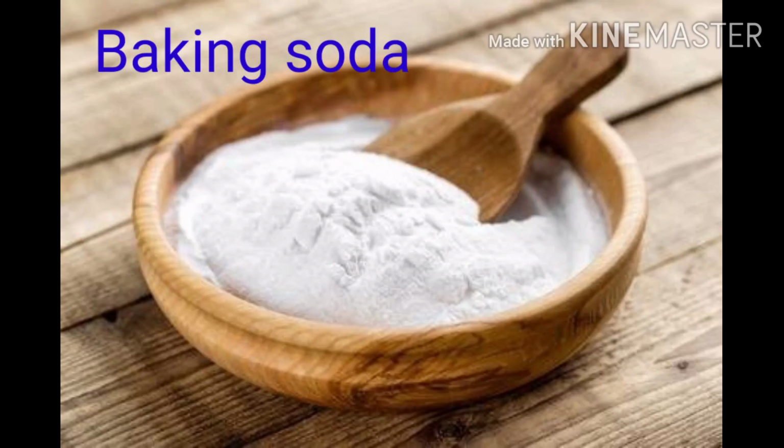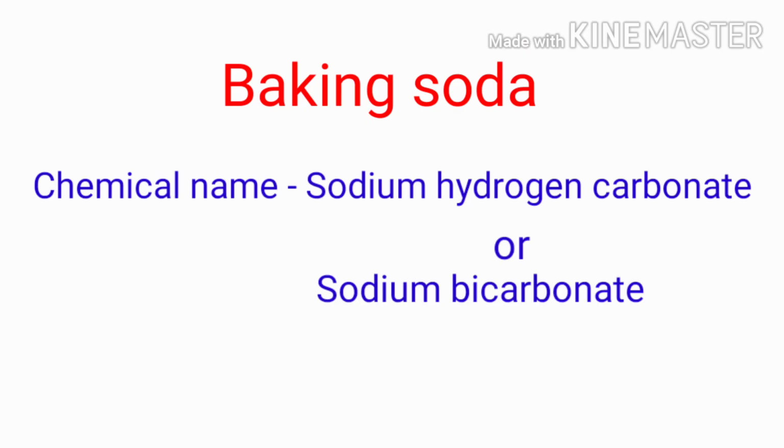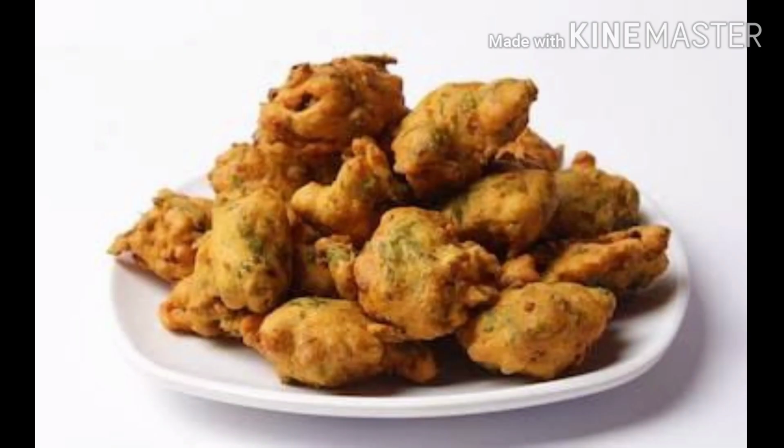Hello students, in this video we are going to discuss some chemicals that are prepared by using common salt or sodium chloride, okay? The first one is baking soda. Its chemical name is sodium hydrogen carbonate or sodium bicarbonate and it is represented as NaHCO3, okay? It is commonly used in the kitchen for making tasty crispy pakoras and sometimes it is added for faster cooking.